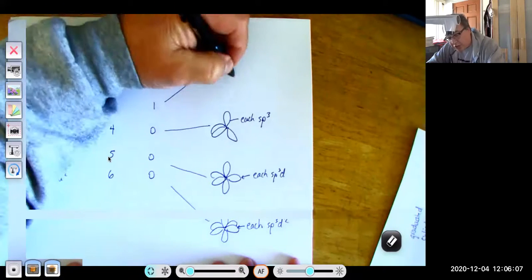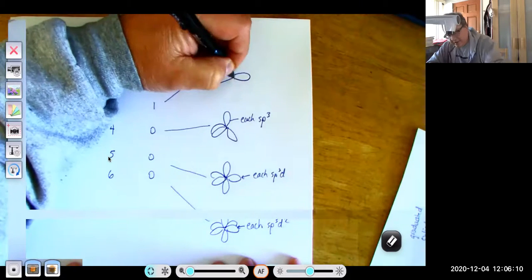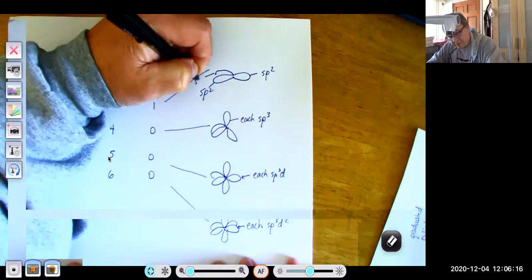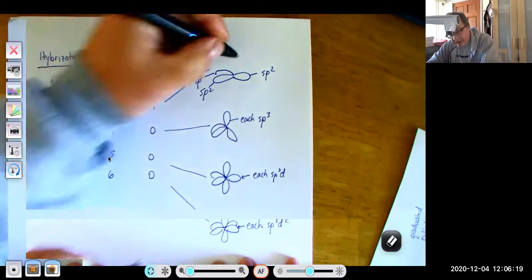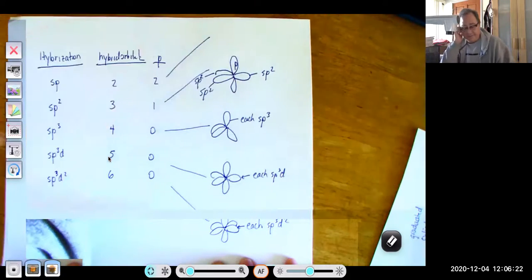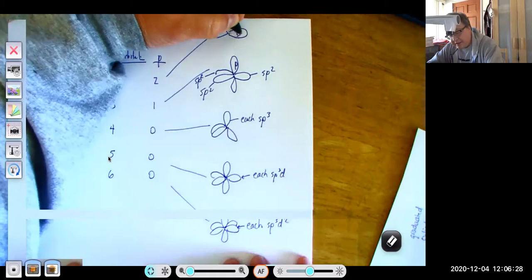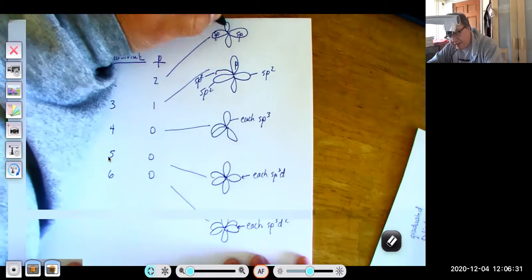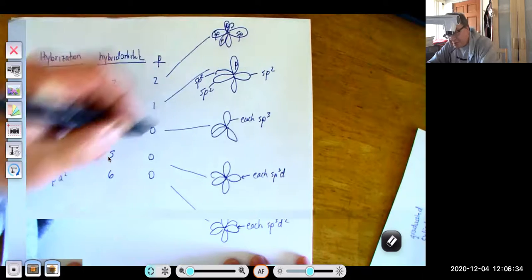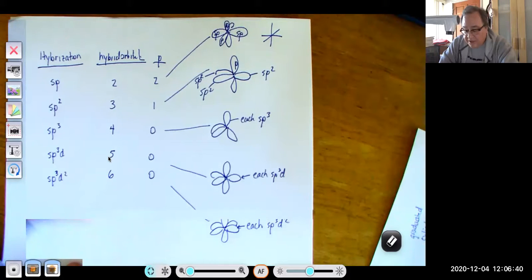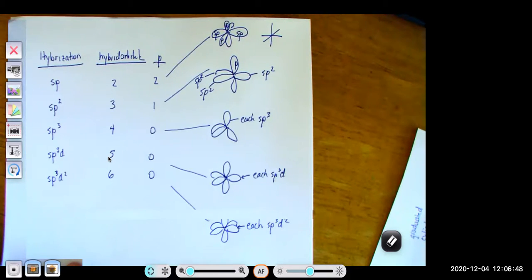For this one, the best way to draw is like this. Those are the sp2s, and here's the p. And this last one is going to look like this. This is sp, this is sp, this is p, and this is p. The sps are on the x-axis. One of the p's is on the y-axis, and the other p is on the z-axis. And that's it.